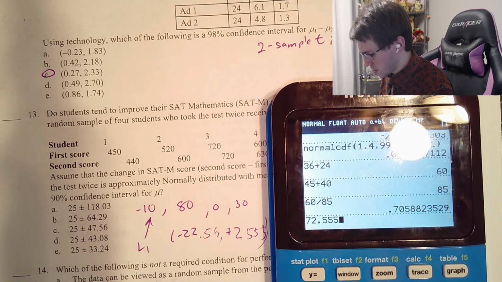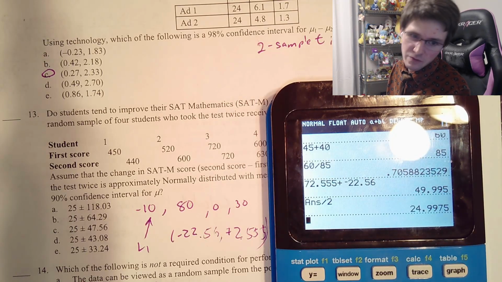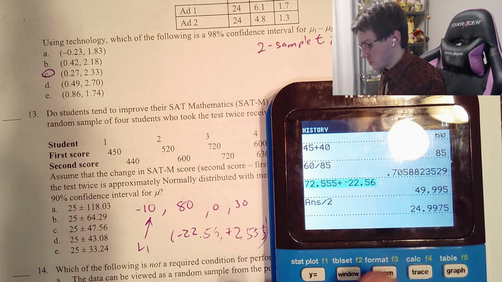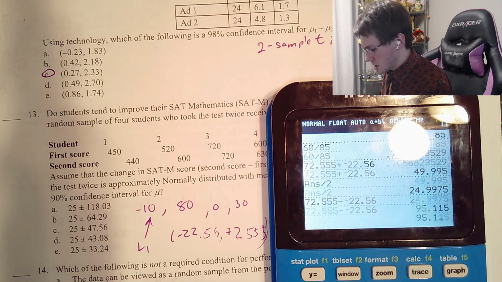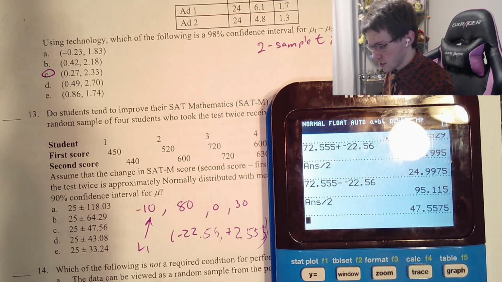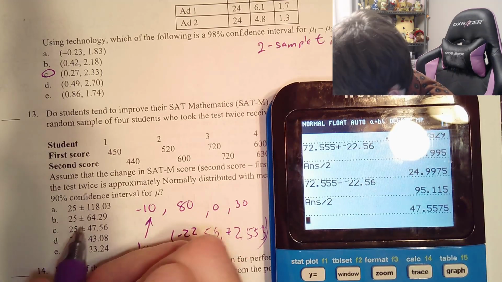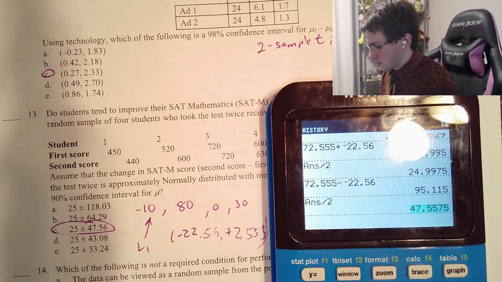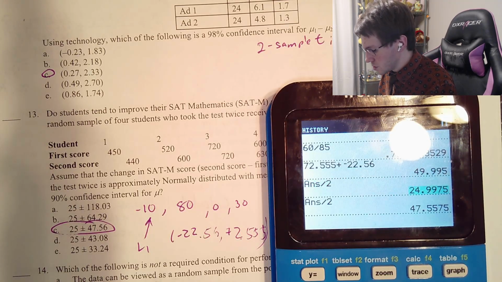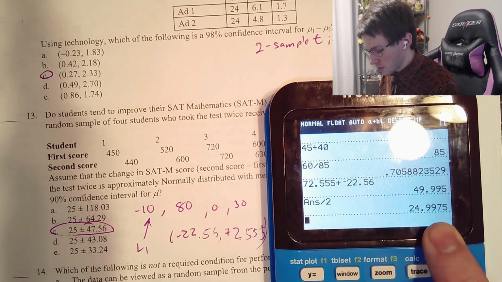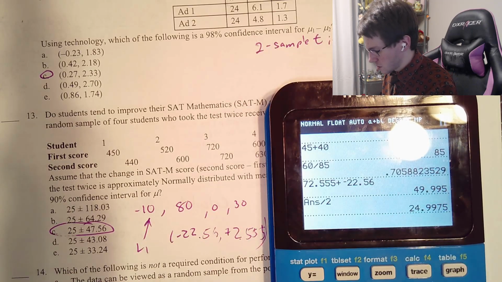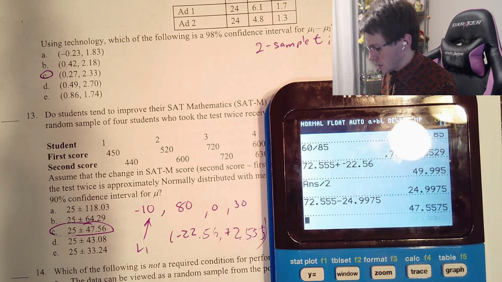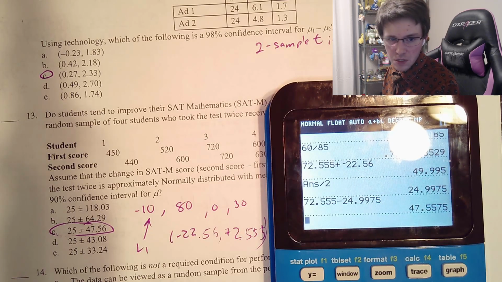So I did 72.555 plus -22.56, add those up and divide by 2, and I get 25, or very close to it. However, if I subtract the two instead and then divide by 2, I will find the margin of error. So the margin of error is 47.56 in this case, and that's exactly what we wanted. Another way of finding the margin of error, if you didn't want to change that to subtraction, is to find that middle value and then subtract it from one of the edges. So I do 72.555 minus the middle, and we'll get the same 47.56 as before.